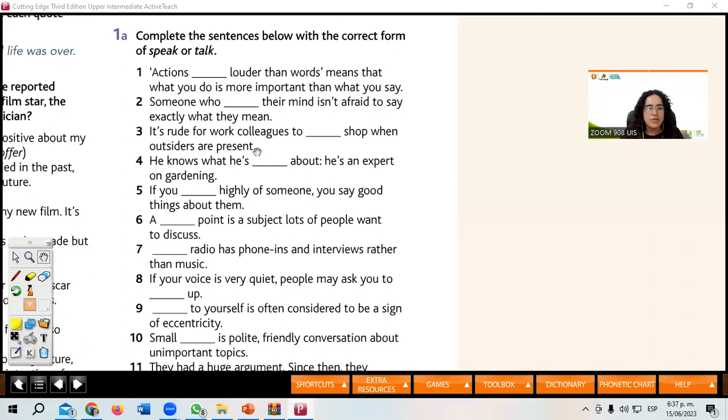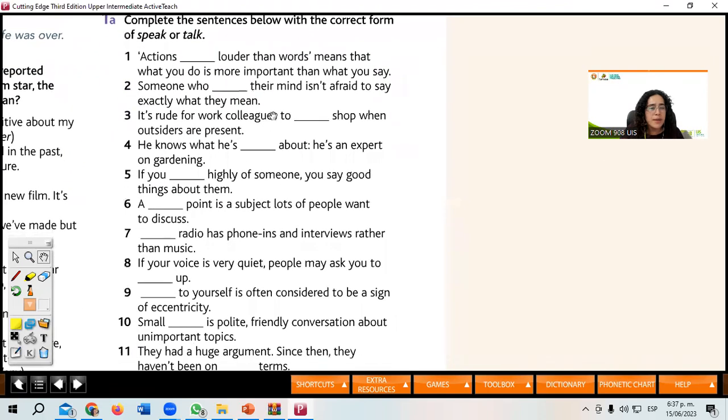Talking about, Jeanette, number 5. If you speak highly of someone, you say good things about them. To speak highly of someone. It is correct. Jean-Claude, number 6. A talking point is a subject lots of people want to discuss. A talking point, in this case, is talking point. Yes. Gerson, number 7.